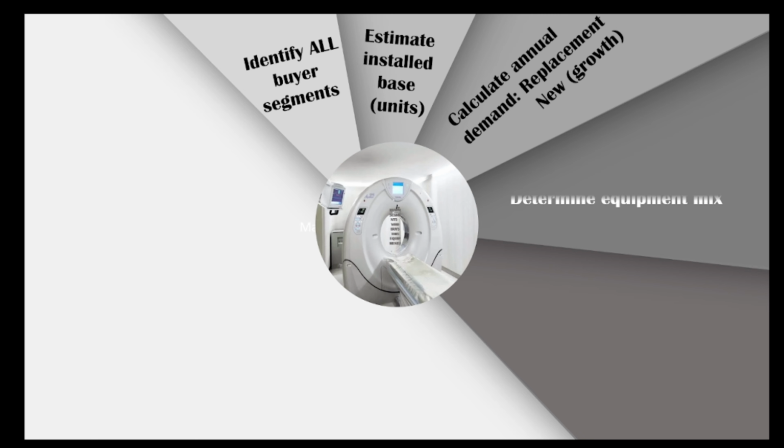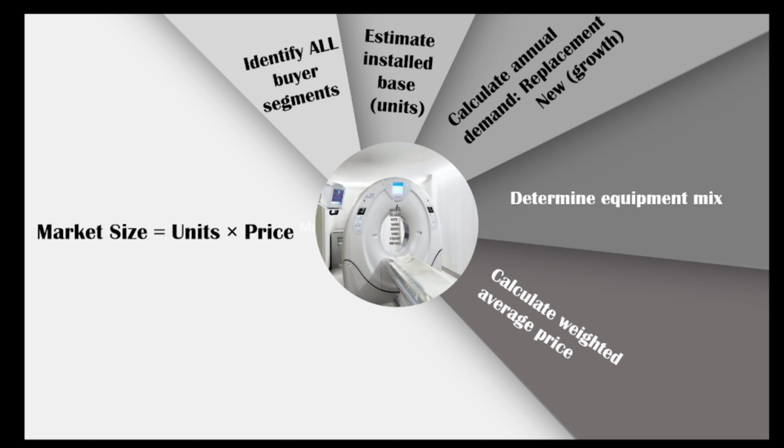Now from this annual demand, we will determine the equipment mix, that is, what percentage of this annual demand is coming from X-ray machines, what from ultrasound, and so on. And from that equipment mix, we will calculate the weighted average price. Now we have the units sold and the weighted average price, and when we multiply both of them, we will get the market size.